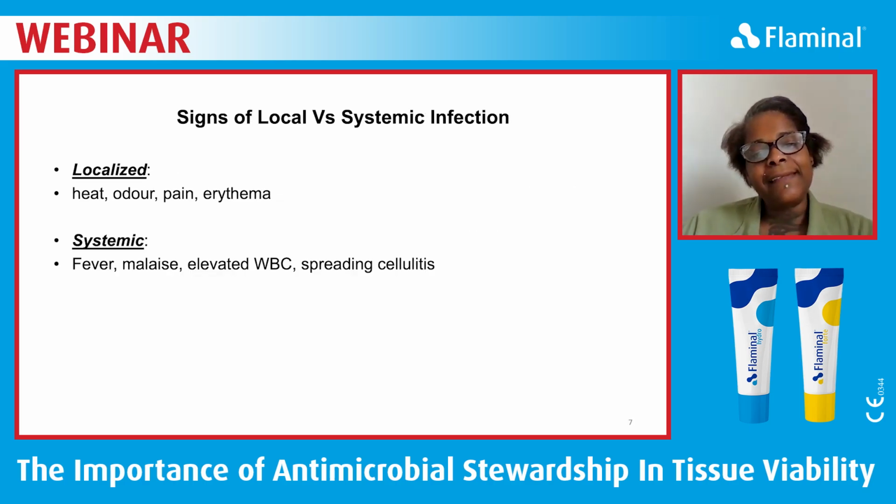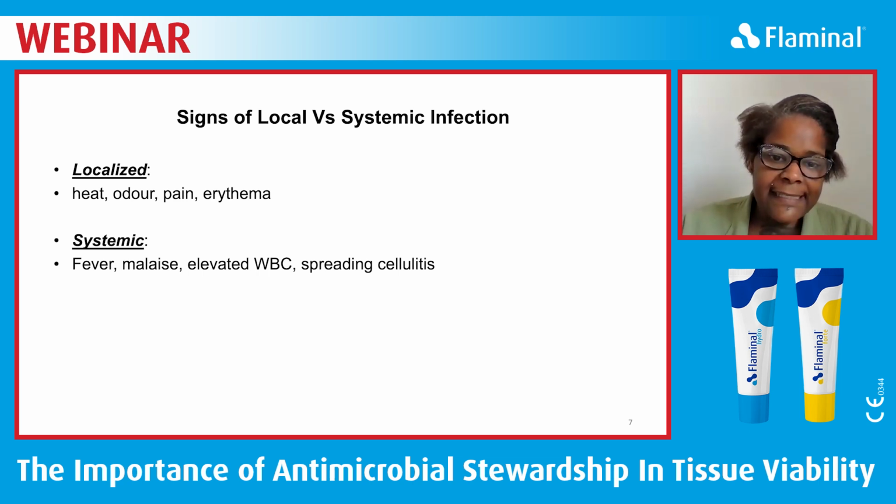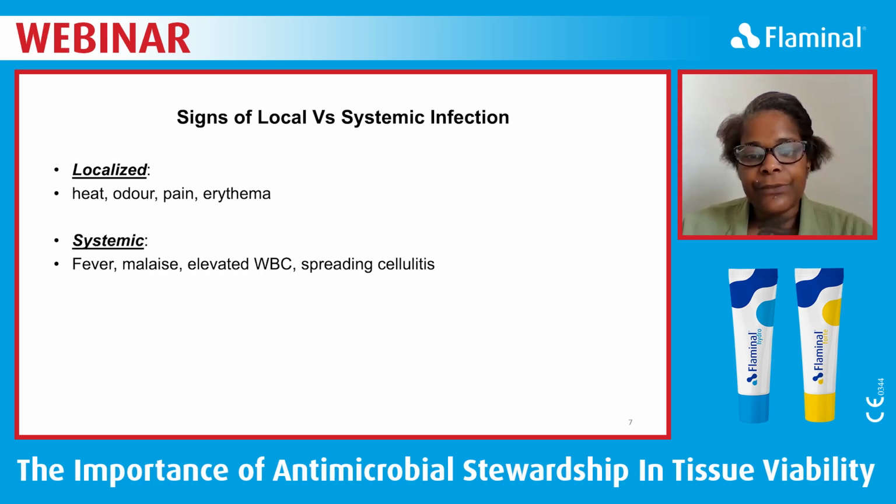So what are the signs of local versus systemic infection? With localized infection, there may be symptoms and signs such as heat, odor, pain, and erythema. With systemic infection or rising incidence of sepsis, there is fever, malaise, possibly elevated white blood cell count, and spreading cellulitis.